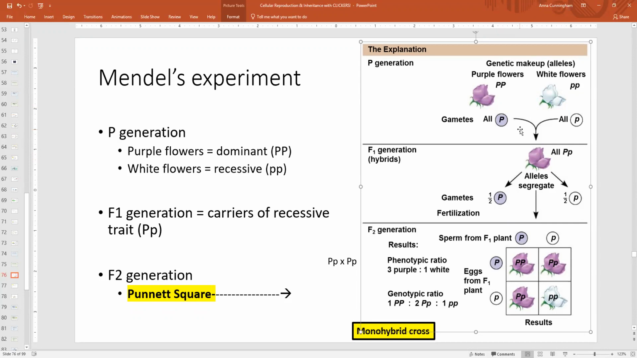if we have the true breeding purple flowers, capital P, versus the true breeding white flowers, lowercase p, when we breed those, all of those would be heterozygous, or capital P, lowercase p. Does that make sense? Yes, of course.